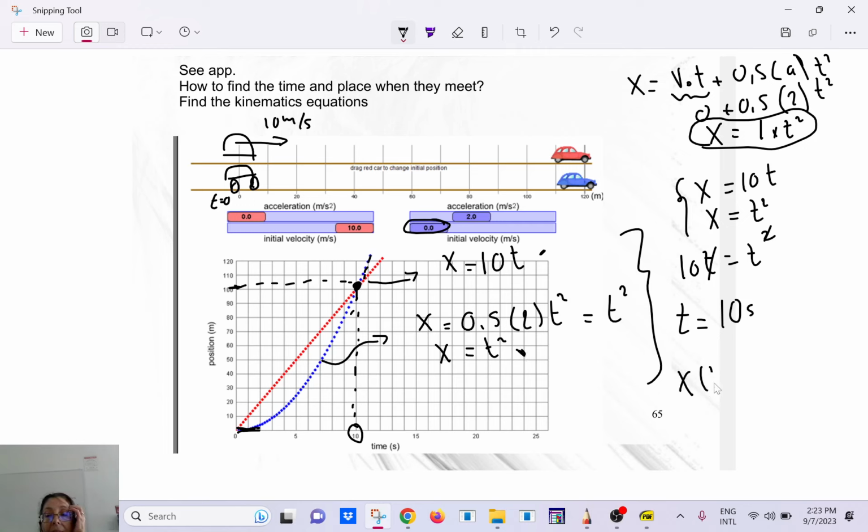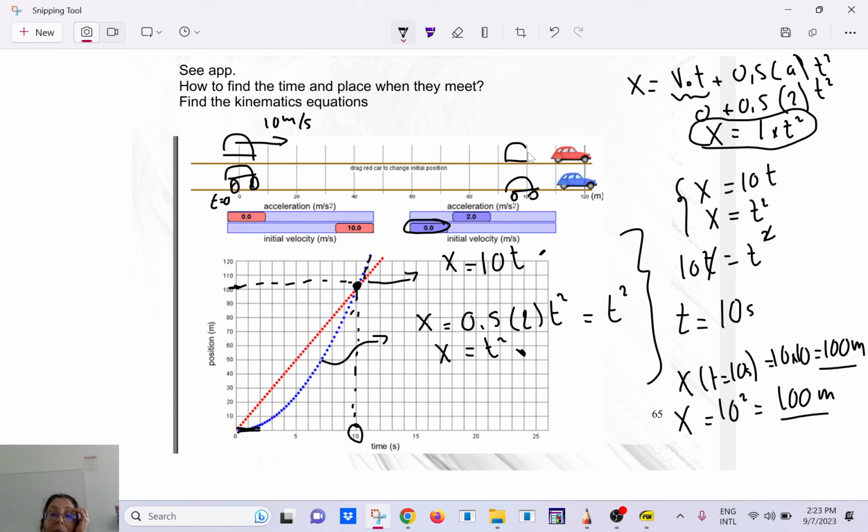So now I have x at t equals 10 seconds. If you use this equation, it's going to be 10 times 10, so it's going to be 100. And if it's this one, x equals 10 squared, which is also 100. Okay, so it means they're going to meet at 10 seconds, 100 meters away from the origin. So they're going to meet here. You see here it says 100, so they meet here, and then the blue one passes, because it's moving faster.